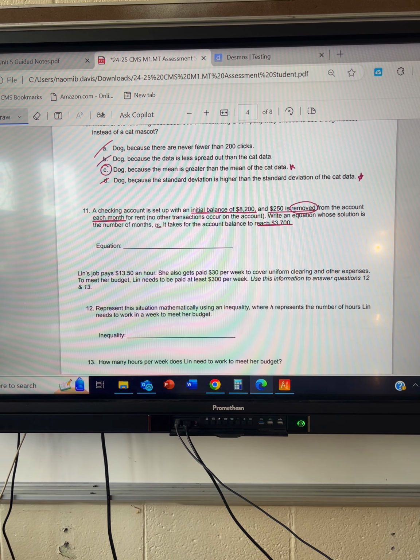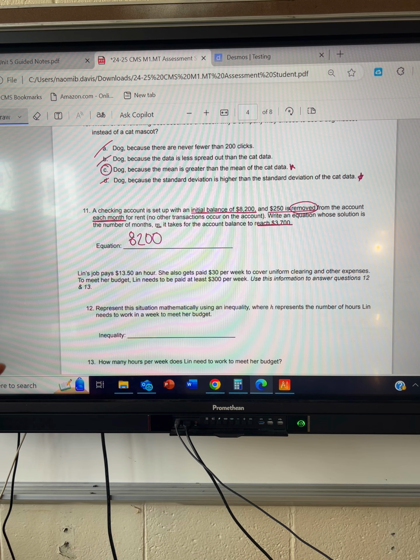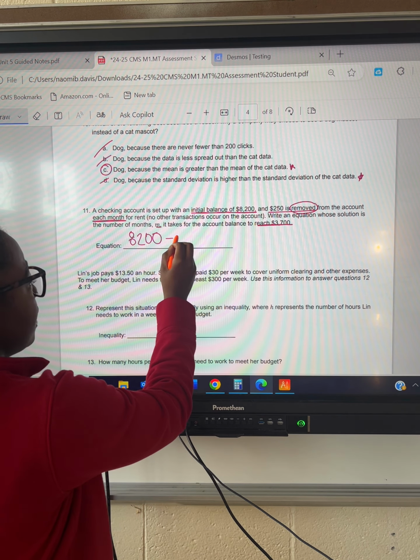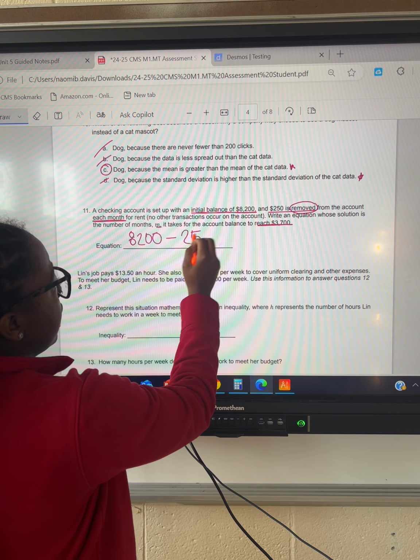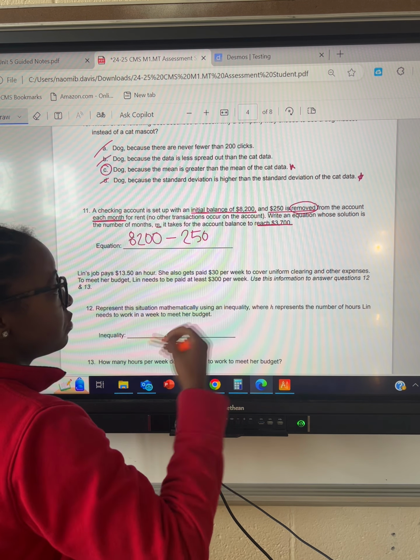This going back to unit 2. So if I'm starting with 8,200, because that's my initial balance, we're going to start with 8,200. All right. And then $250 is removed from the account. Remove is subtraction. So minus 250. And we said each tells us to multiply each month. So times M.